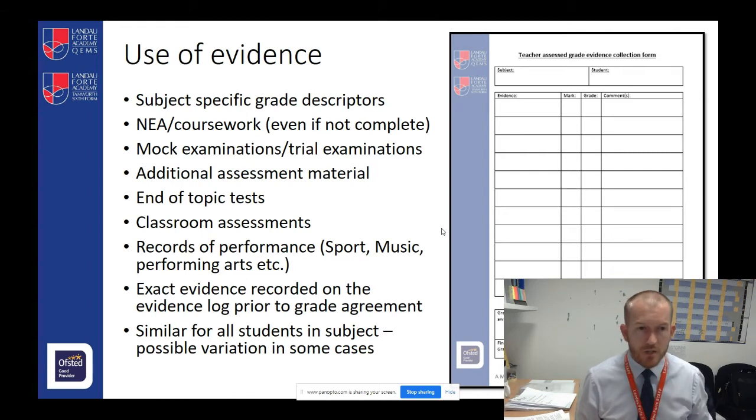So the subject specific grade descriptors, as I've already said, in every subject for every level of qualification, for A-level and GCSE, have had a set of grade descriptors added to the JCQ website. Now what that means is, it says for a grade 8, this person needs to show and demonstrate these things. For a grade 9, they need to demonstrate all of them and more. For a grade 7, they need to demonstrate some of them in that respect.